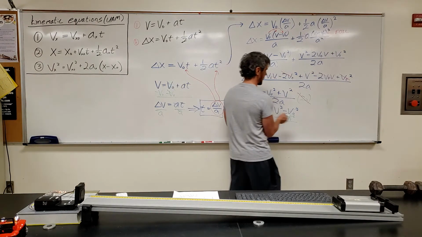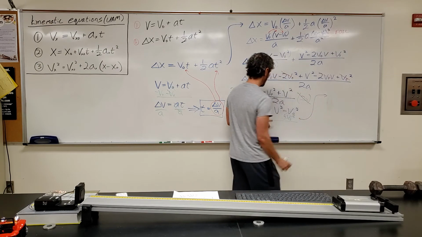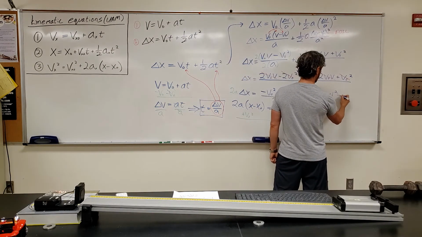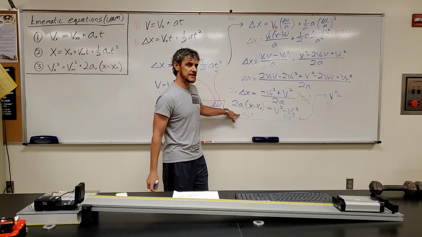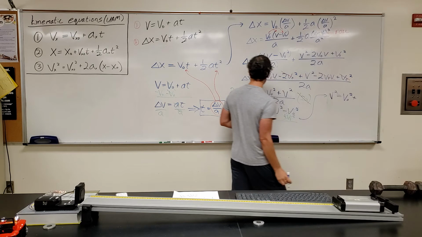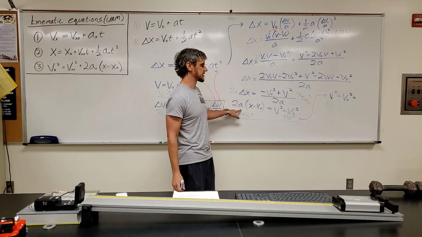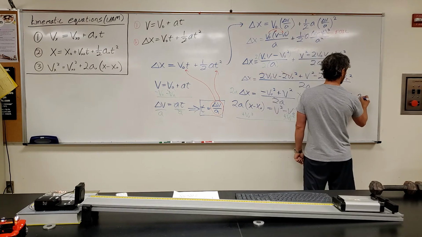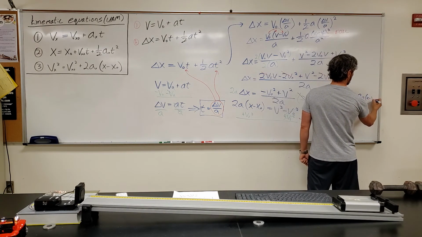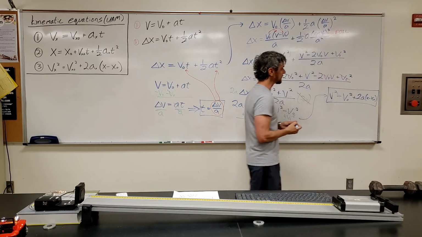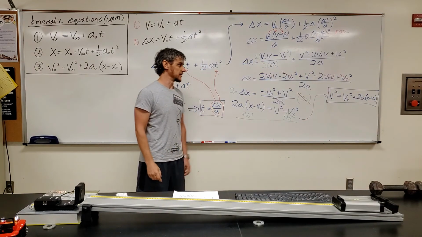On one side, I'll write it, running out of room. On one side, I have just the final velocity squared. On the other side, I have the initial velocity squared plus 2 times the acceleration times the displacement, x minus x naught. And sure enough, that is kinematic equation number 3. We've eliminated the time from the equation.